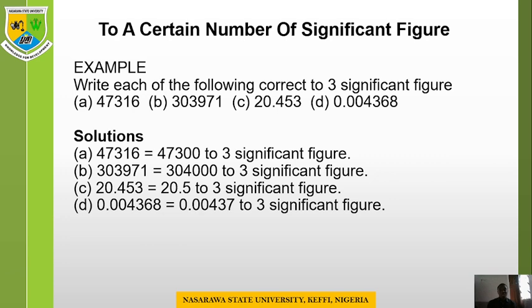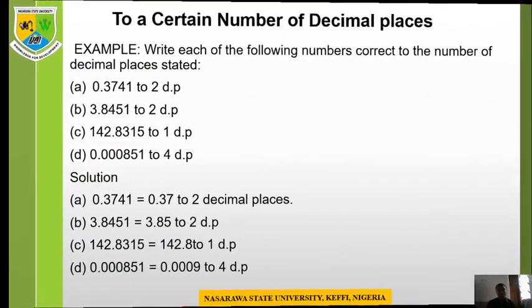C, 20.453 to 3 significant figures. What we have here is 20.5. The decimal point doesn't matter in significant figures. And D, which is 0.004368 to 3 significant figures. You see, the 3 zeros before the numbers are not significant. Zeros before numbers are not significant, and also last zeros are not significant. To three significant figures, what we shall have now will be 0.00437, which is to 3 SF.